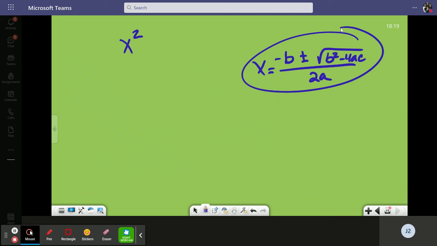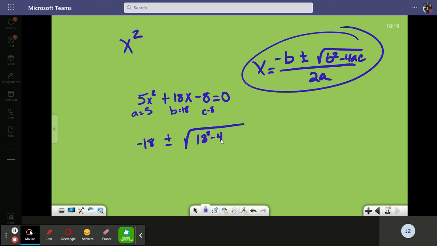So if I have 5x squared, I'm looking at your problem 11. And again, guys, I am pulling problems. If you want to do a different one, no problem. So what is A, and B, and C? So I've got negative 18 plus or minus the square root of 18 squared minus 4 times 5 times negative 8, over 2 times 5.